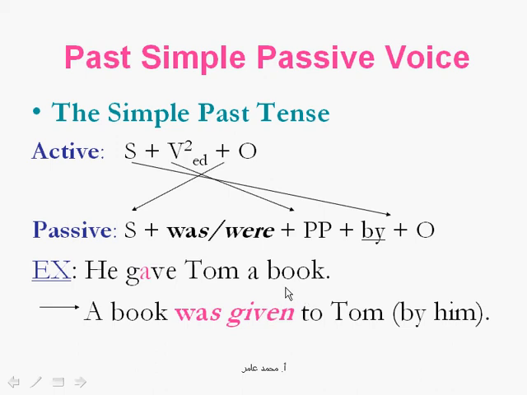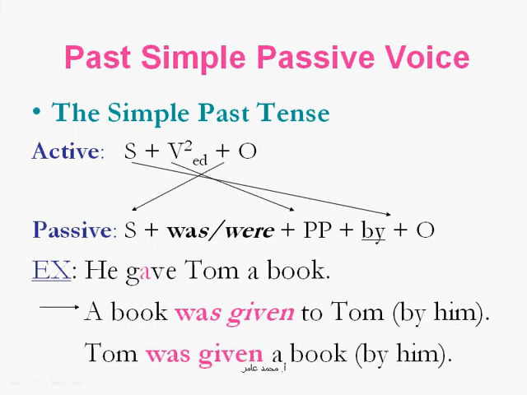We can also make the passive in another way. We can start with Tom. Tom was given a book by him. And both are correct because here we have two objects. We can begin with either of them, any object of them. Both are correct.